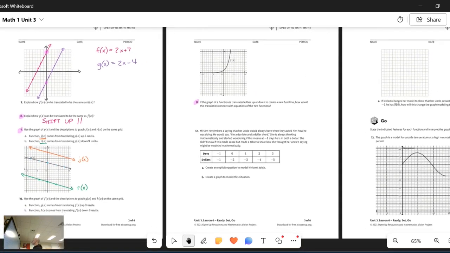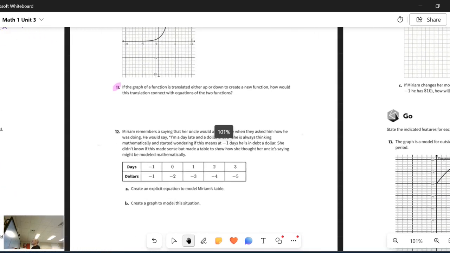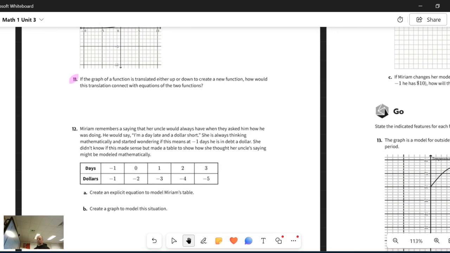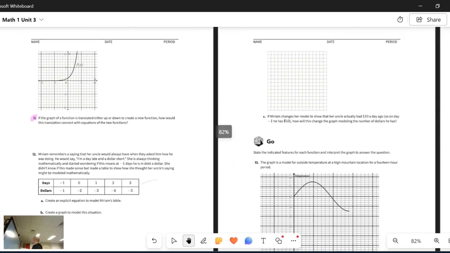Problem 10 is not needed. Problem 11. If a graph of a function is translated either up or down to create a new function, how would this translation connect with equations of the two functions? Actually, we just kind of covered this. We're either adding or subtracting some amount to get those two functions to be equivalent to each other. If we are shifting everything up, it's plus some number of units. If we're shifting it down, it's minus some number of units. And that's all that's being asked for that problem. It's just describing what's going on.